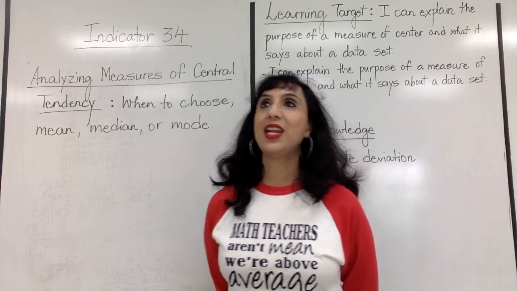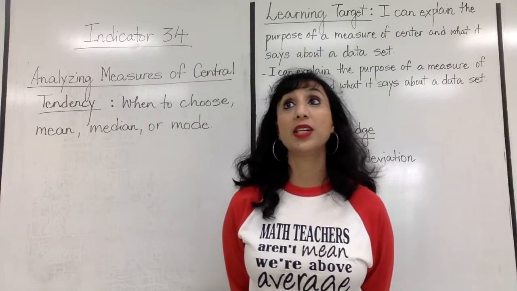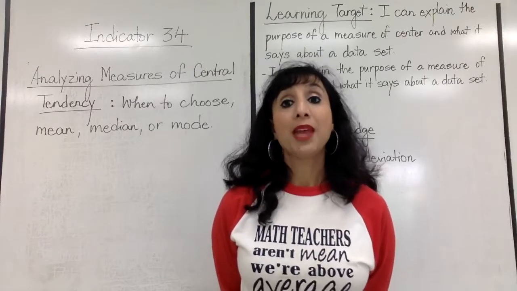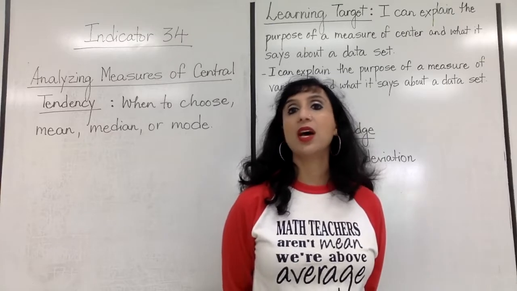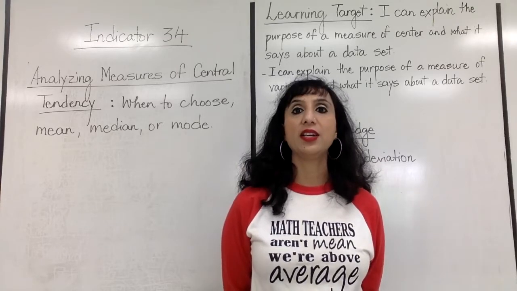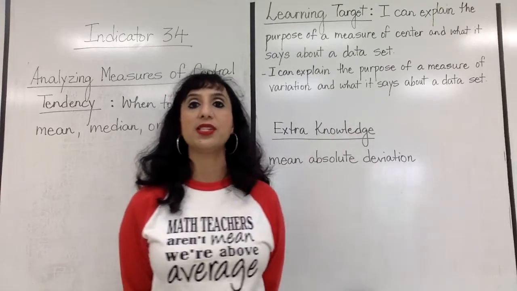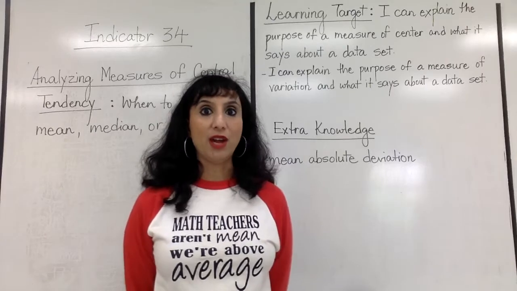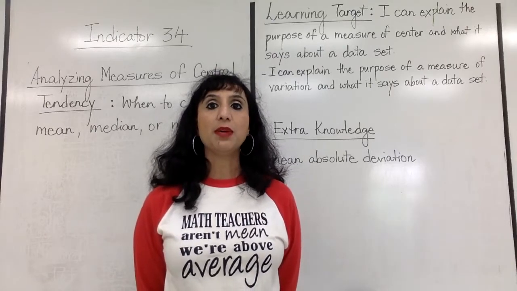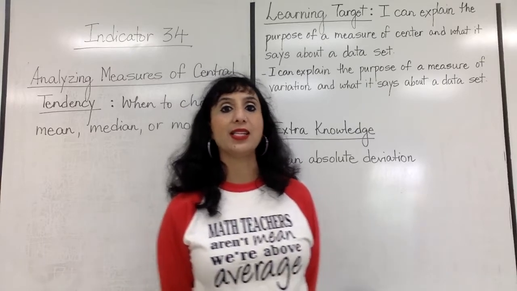Hi, so this is the last part of indicator 34 and that will conclude unit 10. And in this, again, learning target is the same because we are still on indicator 34. So I can explain the purpose of a measure of center and what it says about a data set. And that's exactly what we're getting at right now. And I can explain the purpose of a measure of variation and what it says about a data set.